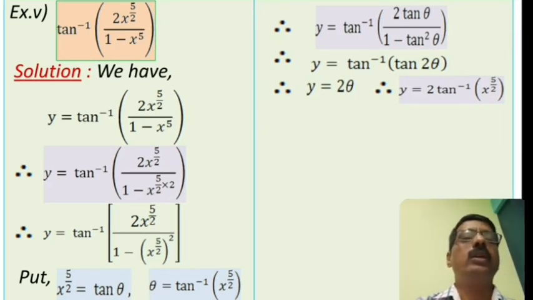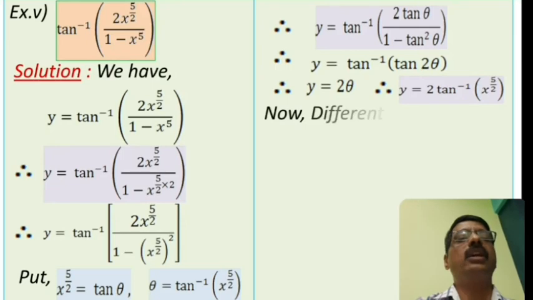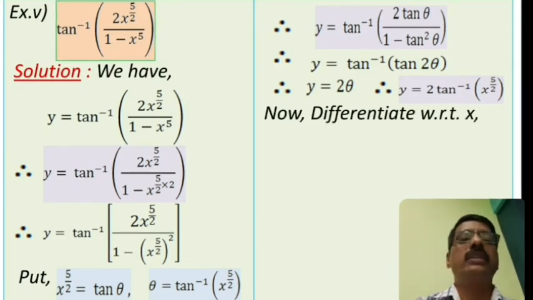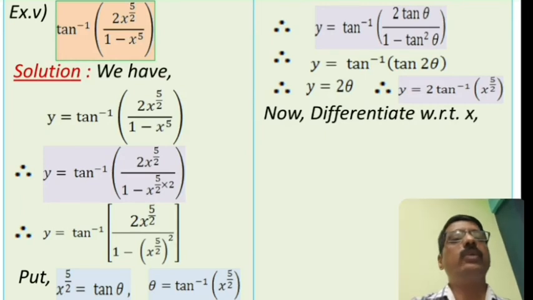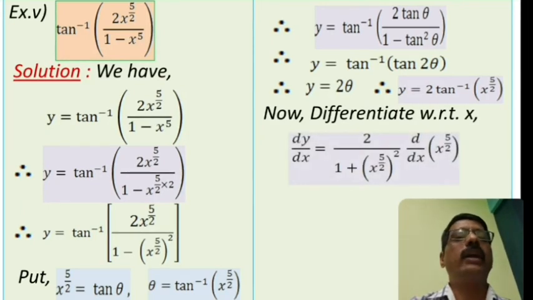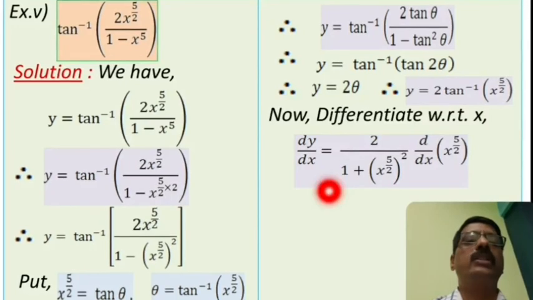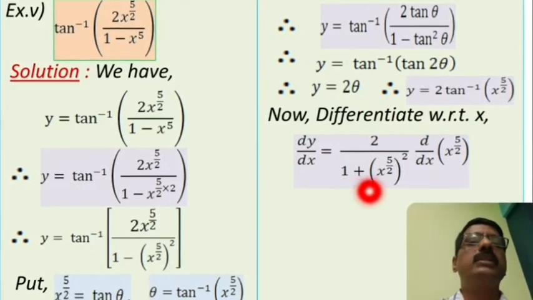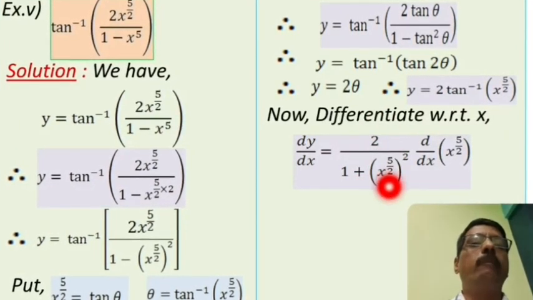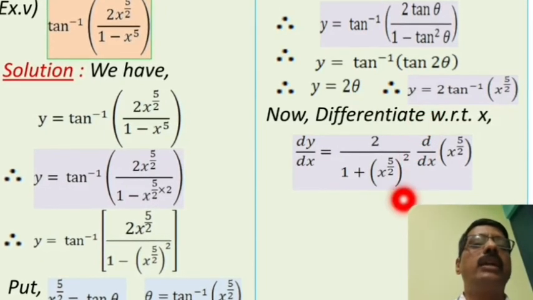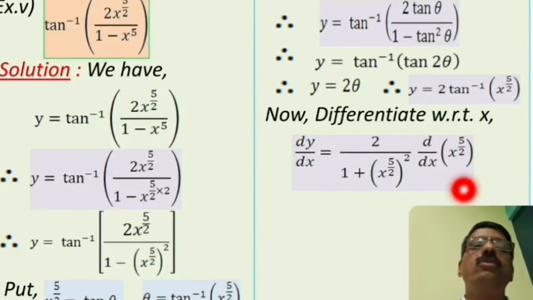upon 2, and then we can differentiate the given function with respect to x, because we have to convert the given function into the simplest form, then we can take the derivative. Therefore dy by dx equal to, again we have to apply only the formula of tan inverse of f of x, and therefore we get dy by dx equal to 2 upon 1 plus bracket x raised to 5 upon 2 square into d by dx of x raised to 5 upon 2.